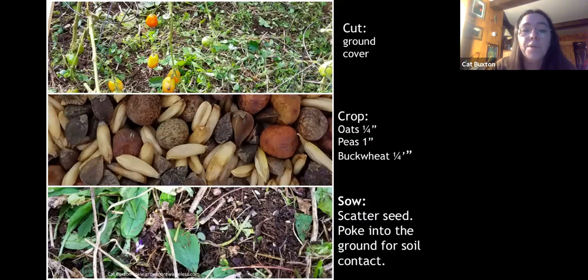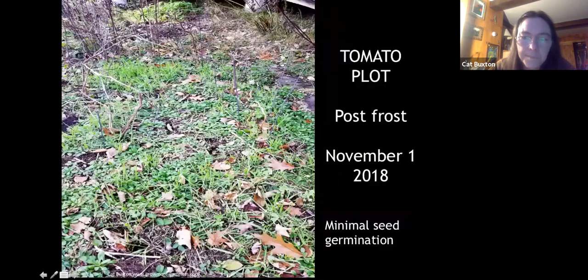So at the top, you're looking at the cut tomato patch underneath the tomatoes. The middle, you're looking at those 3 seeds, oats, peas, those are field peas, and buckwheat. And on the bottom, you're looking at the seed scattered on the ground after I just had cut it back. A lot of what I cut, I let drop right in place. Sometimes I'll scatter seed and then let it drop. And if it's a lot, like if it was 3 feet tall when I cut it, I might cart that away and put it in my compost pile.